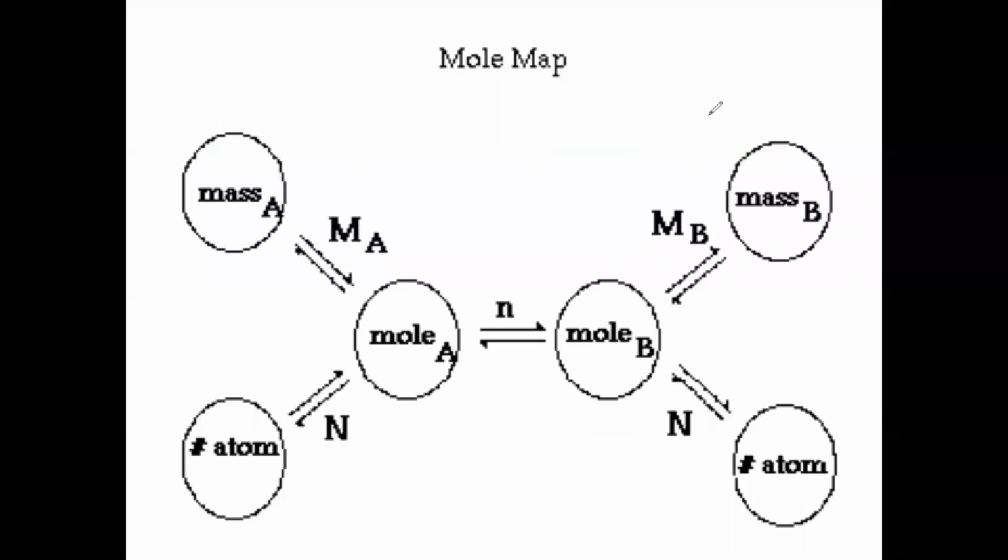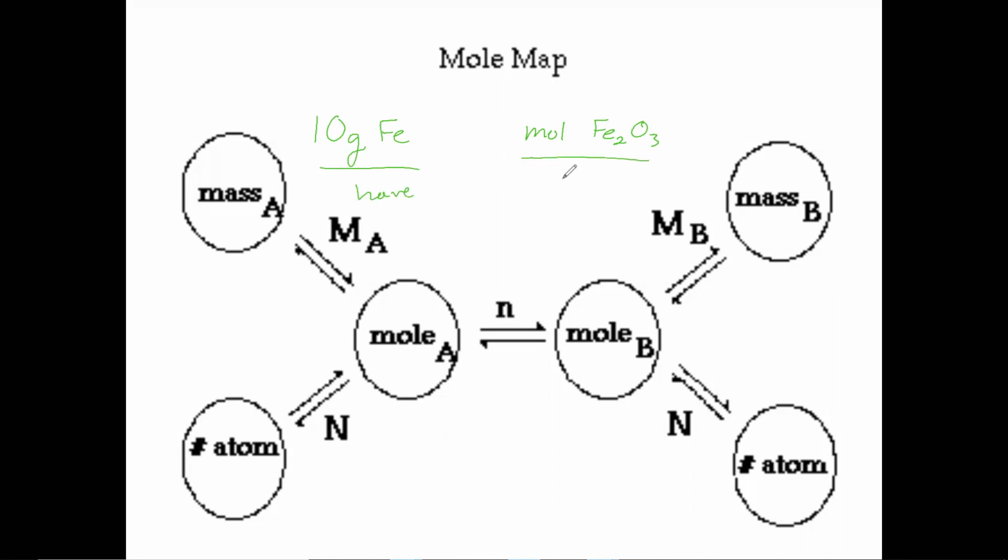So once again, I'm going to rewrite some stuff. We're starting with 10 grams of iron. We want to know moles of iron 3 oxide. Okay, so that was Fe2O3. So that's what we want. What we have, this is what we want.